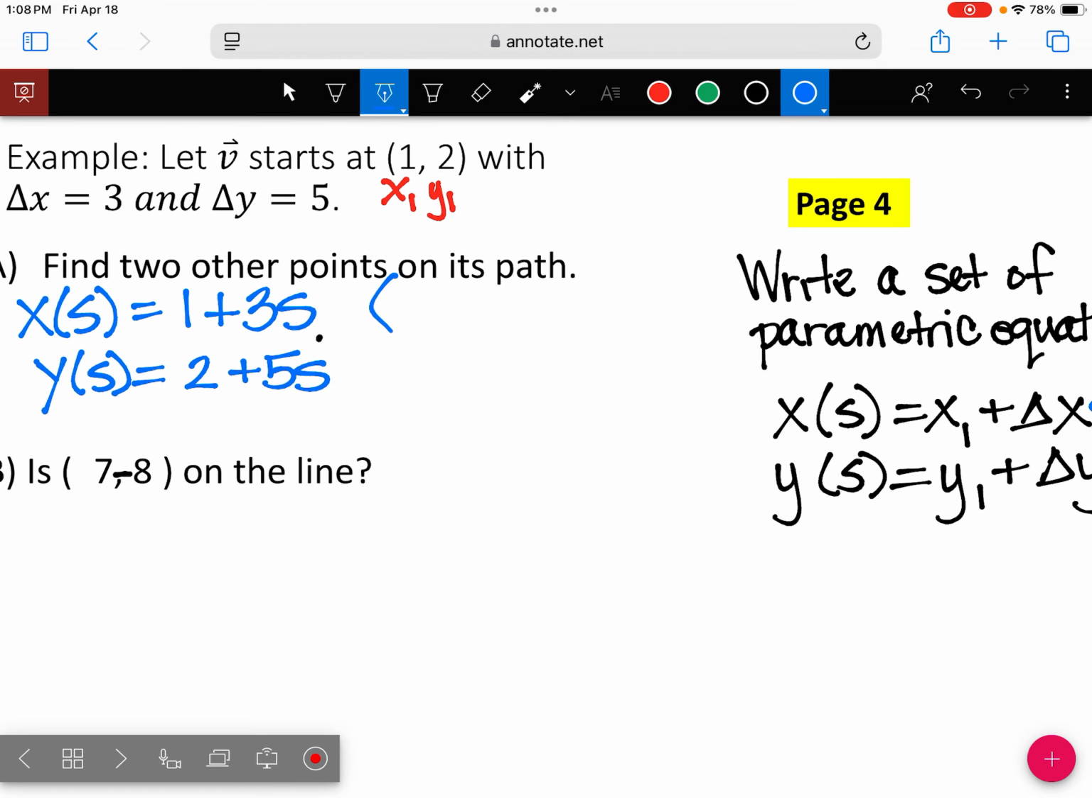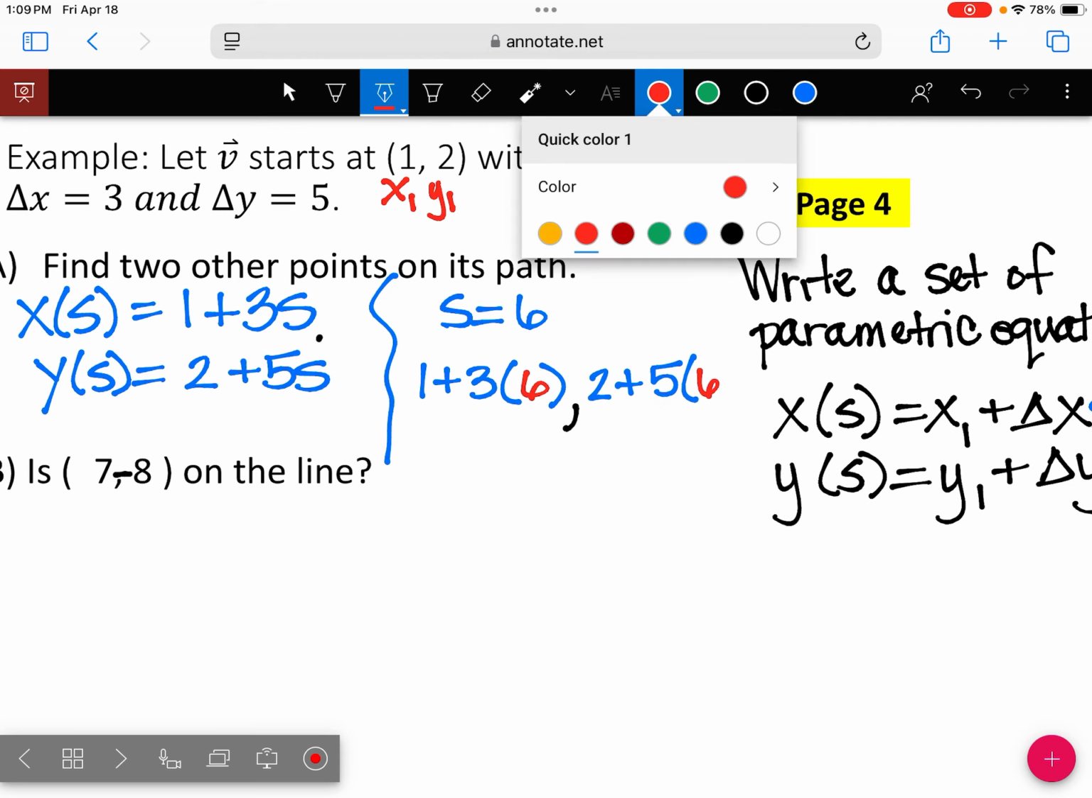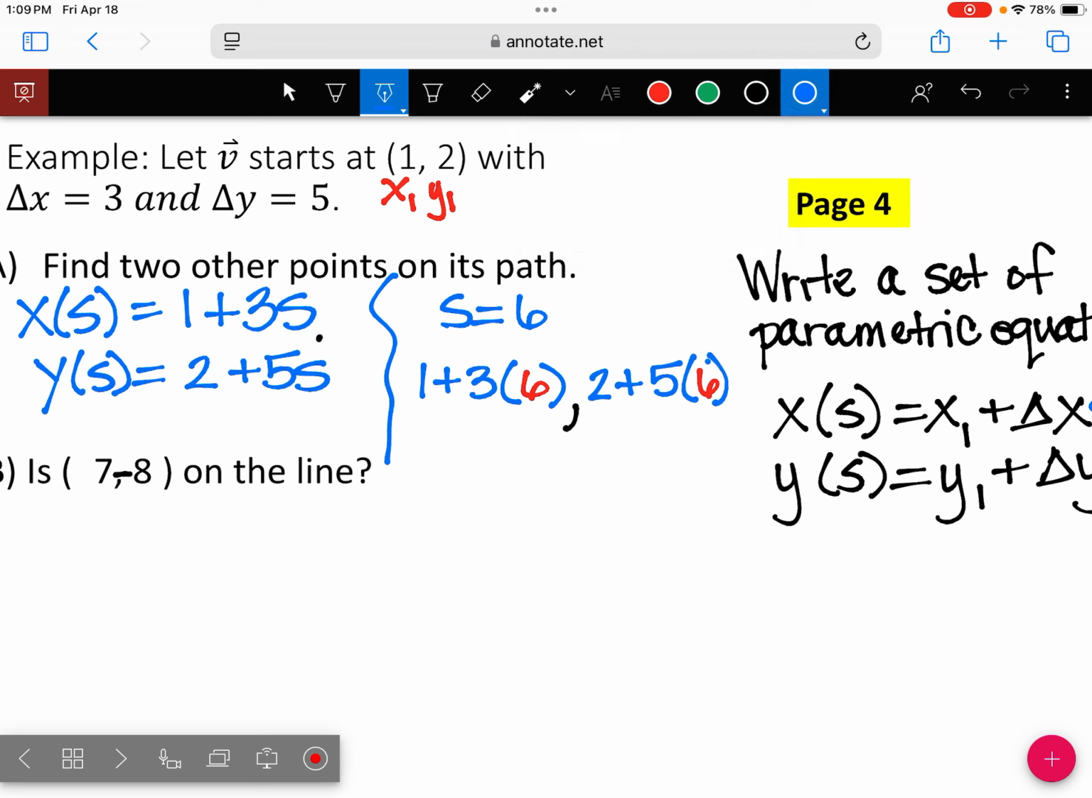6. So let's figure out, in order to find a point, we're going to substitute 6 into both equations. If S equals 6, let's write our ordered pair. That means that X would be 1 plus 3 times 6, and your Y value would be 2 plus 5 times 6. When you do this on your homework, you should all have different numbers because nobody's thinking of the exact same two numbers. So let's go ahead and figure out what we get.